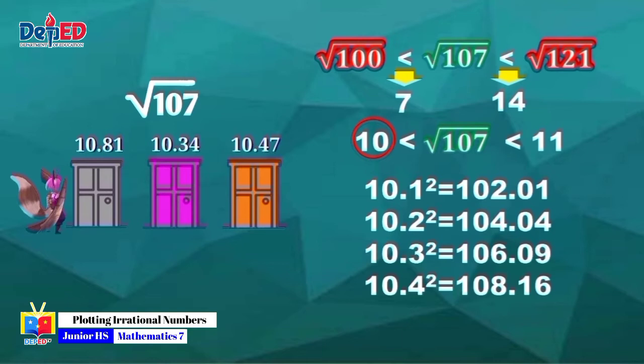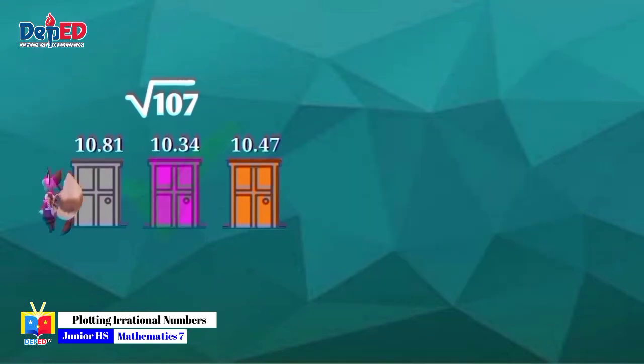Let us square each value. 10.1 squared is equal to 102.01. 10.2 squared is equal to 104.04. 10.3 squared is equal to 106.09. 10.4 squared is equal to 108.16. In this case, 10.3 has the closest value of square root of 107. If your answer is 10.34, you got it right! Amazing!